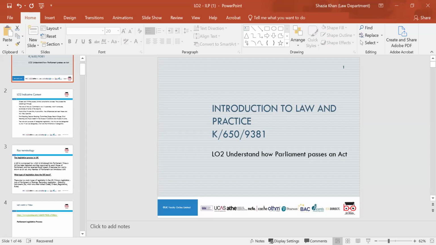Now we're going to go on to learning outcome 2, which is to look at understanding how Parliament passes a law. So we look at the element of how laws are passed in regards to legislation and how a law is passed through elements of the process that it goes through, because it's quite a lengthy process that it goes through.